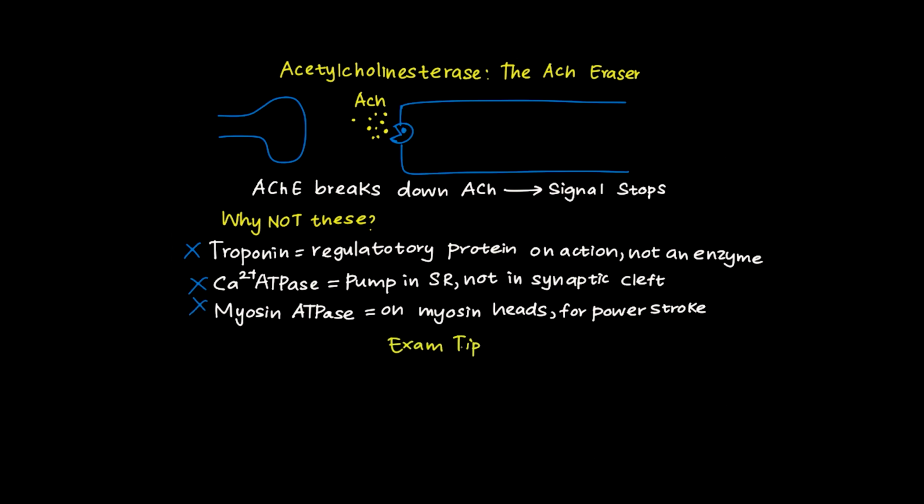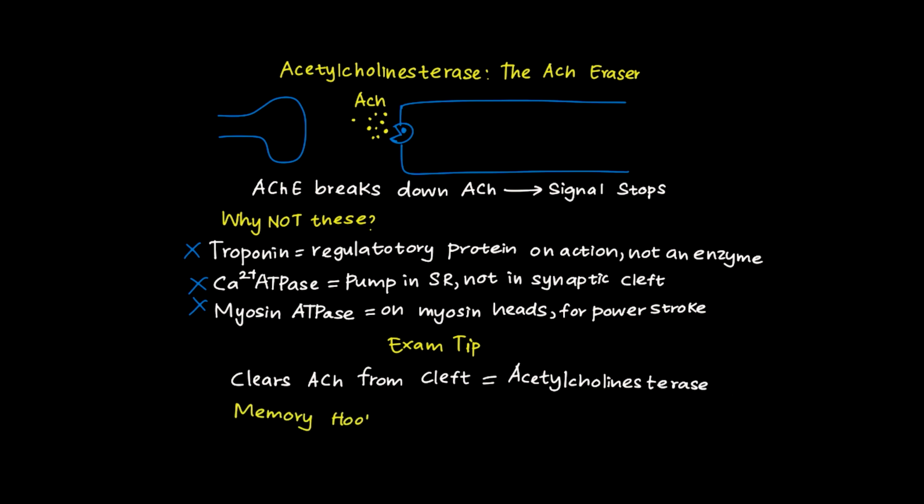Here's a WGU D312 OA exam tip for you. When a question asks what clears ACh from the synaptic cleft, it's acetylcholinesterase, always. The name tells you everything. Acetylcholinesterase breaks down acetylcholine. Quick hook: ACh equals sign, ACh eraser.